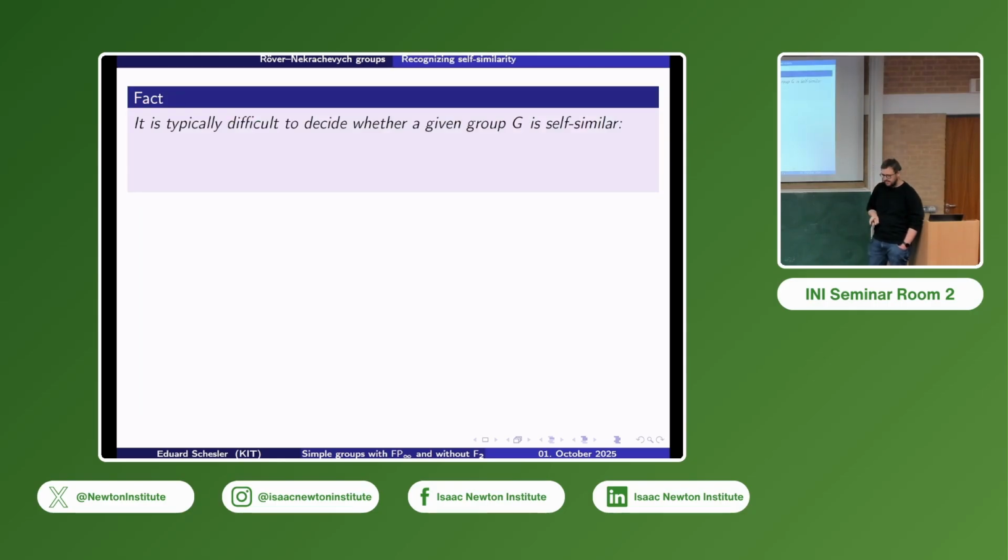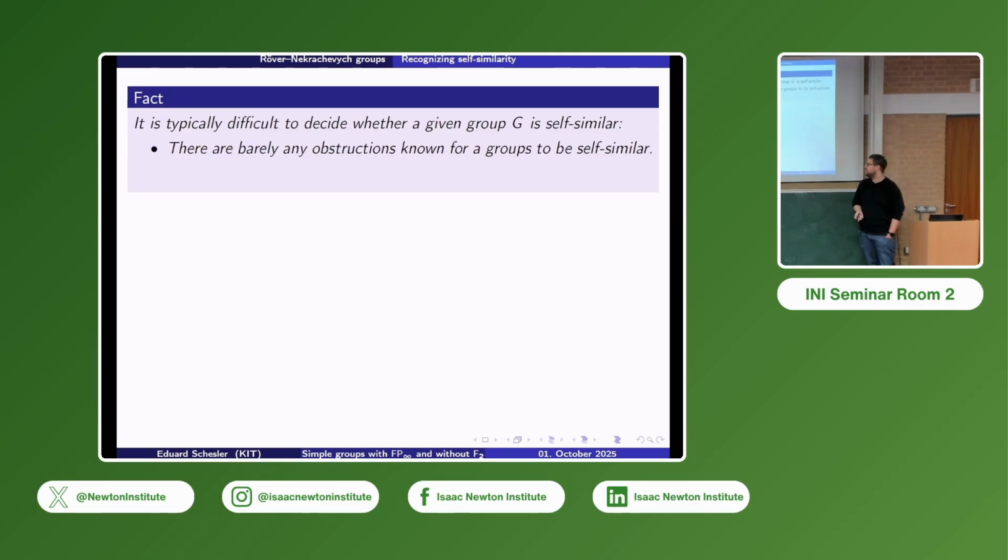In general, it is not so easy to decide whether a given group is self-similar. The reason is that on the one hand, there are barely any obstructions. Not even the word problem is an obstruction. Residual finiteness is an obstruction. But apart from the obvious obstruction of residual finiteness, there are barely any obstructions known. But on the other hand, there are also few constructions of those. Actually, we will see all of them.